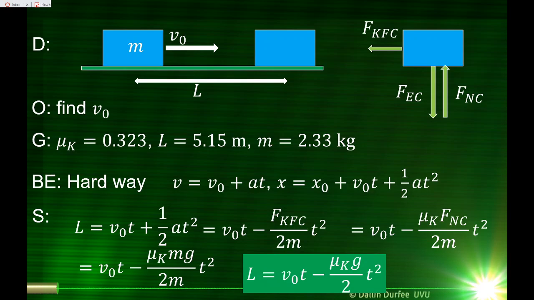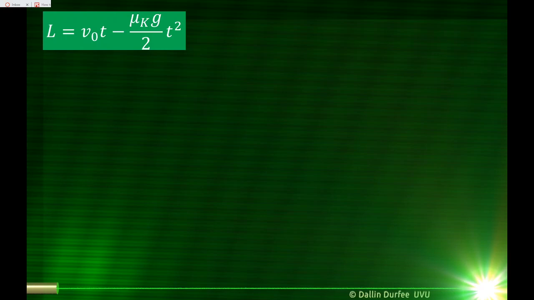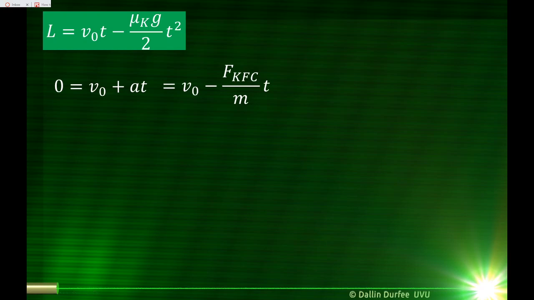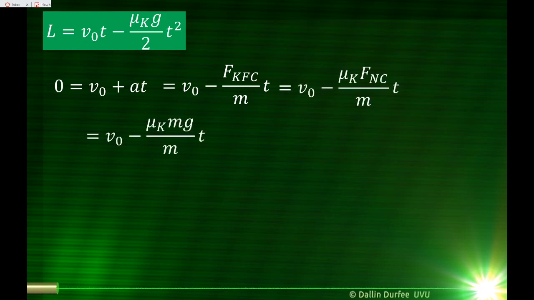I need another equation. So I'm going to use the constant acceleration velocity equation, and I know that my final velocity will be 0. It comes to a stop at the end. So I'm going to take my position equation, which gave me this, and then I'm going to take my velocity equation, which says the final velocity, which is 0, is v0 plus at. And once again, the acceleration is the force divided by the mass, which is the force of friction in the negative x direction. And the force due to friction is mu_k times the normal force, and the normal force is mg. So here we have, of course, the masses cancel out, and we get this equation here.